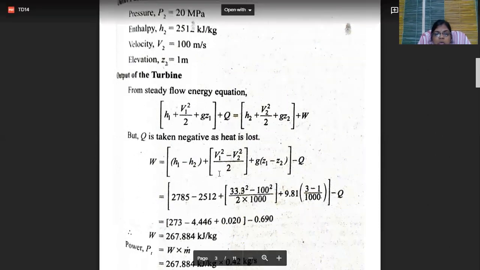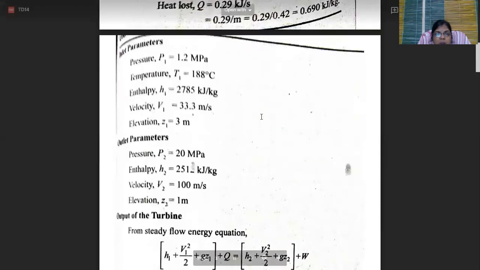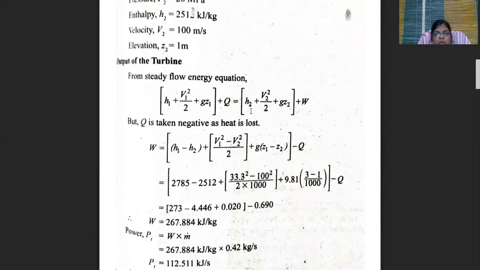So W is equal to H1 minus H2 plus (V1 square minus V2 square) divided by 2 plus g into (Z1 minus Z2), and here Q is taken as negative. So put all the values here, the values of the inlet parameters and outlet parameters of the turbine.